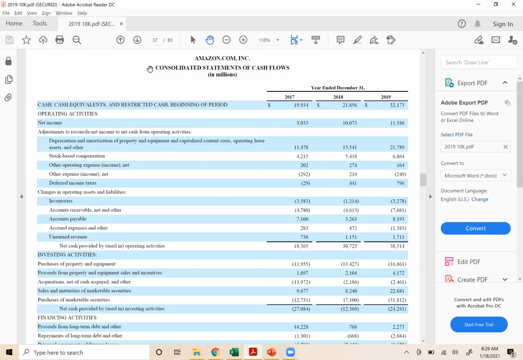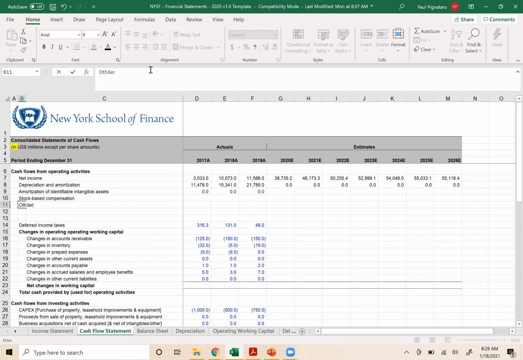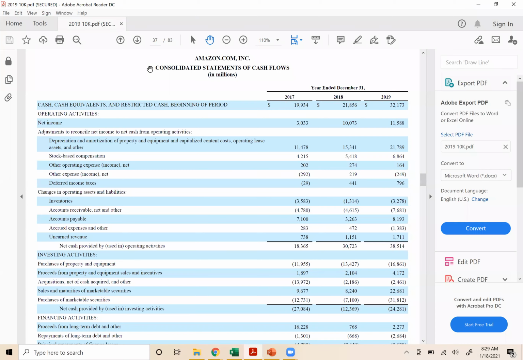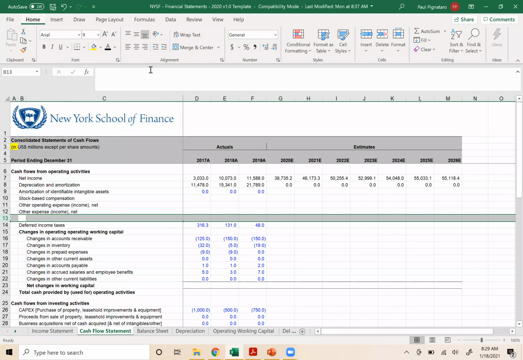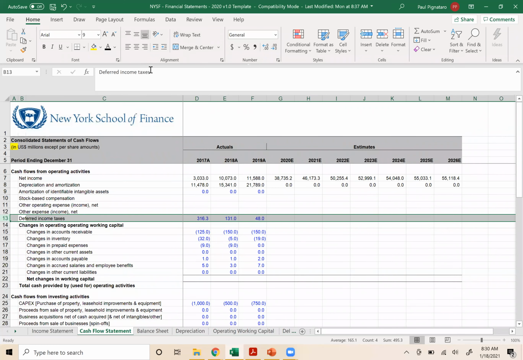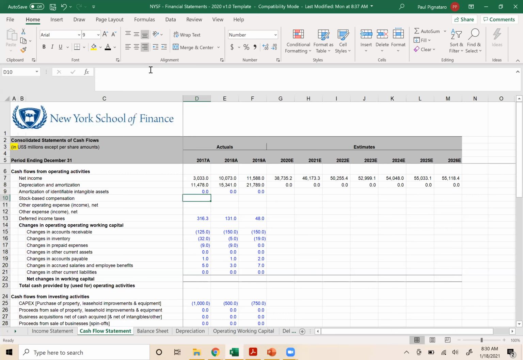I'm going to add to it other operating expense income, net. I'm going to add to it other expense income, net. I'm going to add to that deferred income taxes, which is already there. Sorry, I added one row too many, so I'm going to delete that row. To delete it, again, highlight the row, Shift Spacebar, Alt ED, Alt ED. It's good to get as efficient with the hotkeys as you can to be an expert modeler.